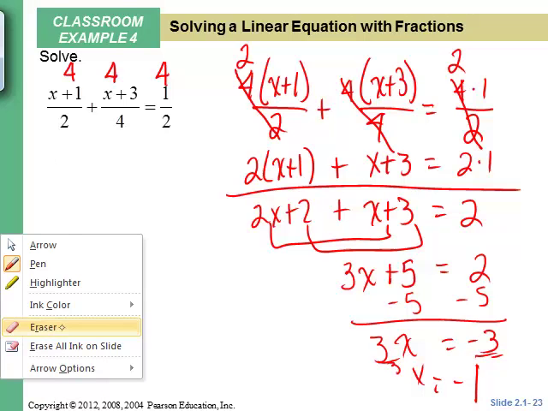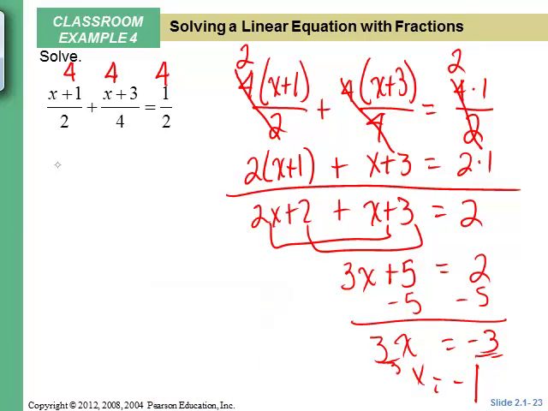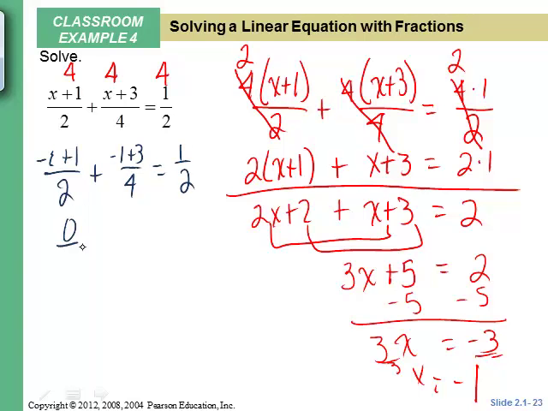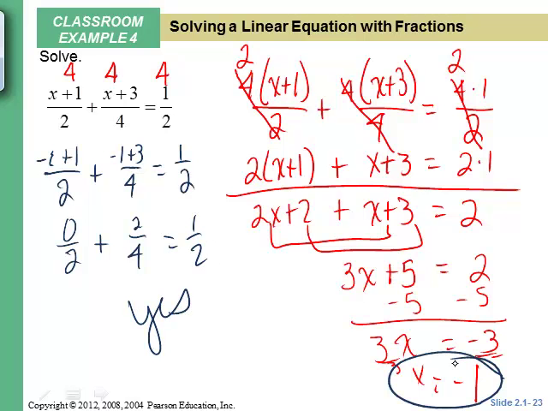I'm going to change colors so that we can check this. Negative 1 plus 1 over 2 plus negative 1 plus 3 over 4. Do you get 1 half? Negative 1 and 1 is 0 halves, plus negative 1 plus 3 is 2 fourths. Do you get 1 half? Yes. And so our answer is negative 1.